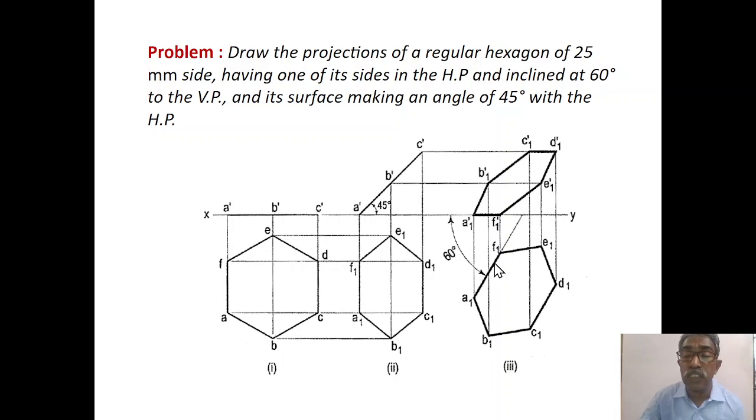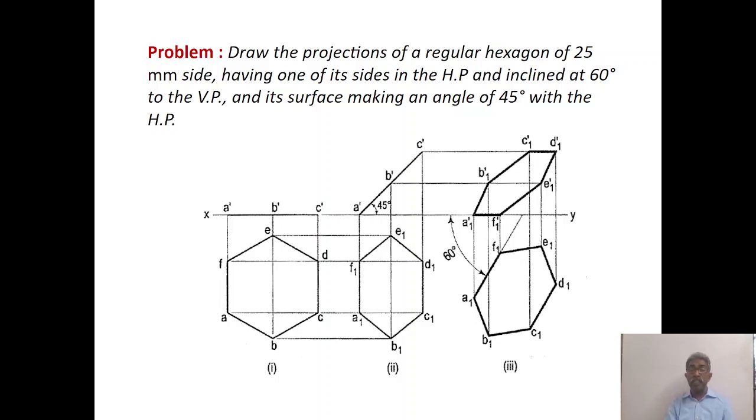The front view is not the true shape, and the top view is not the true shape. When the plane is inclined to both planes, the true shape of the plane will not appear in the front view or the top view. The true shape of the plane appears only when the plane is parallel to one of the reference planes. That you have to remember. Whenever a plane is parallel to one plane and perpendicular to the other plane, only then does the true shape appear in one of the views.